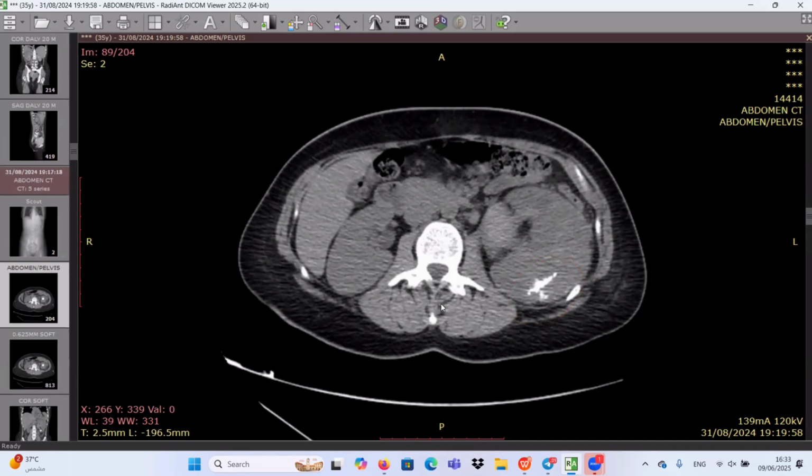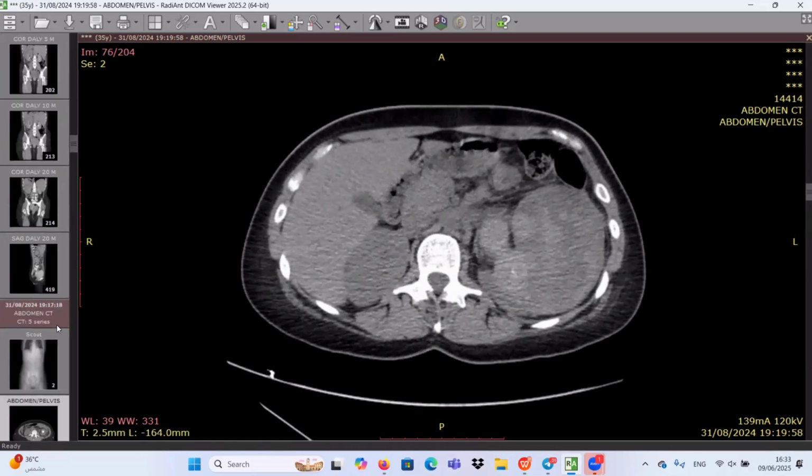When I asked the urologist at that time, he told me that the case is post-ESWL. Do you know what ESWL is? Extracorporeal shockwave lithotripsy, for the renal stones. And this one was ten days after the ESWL.